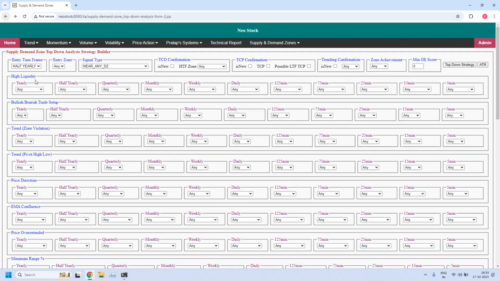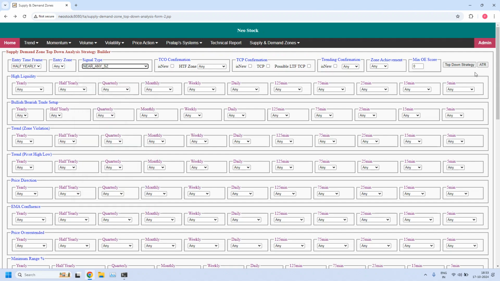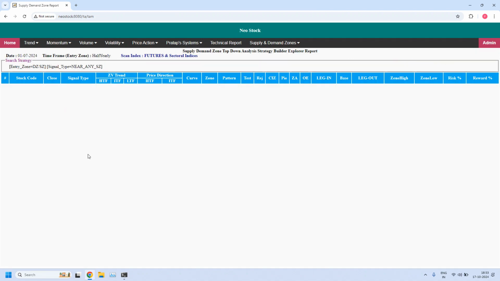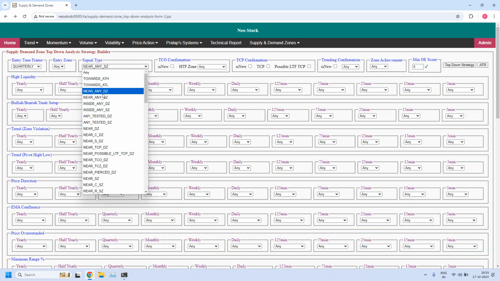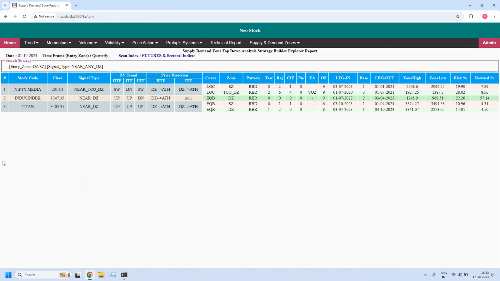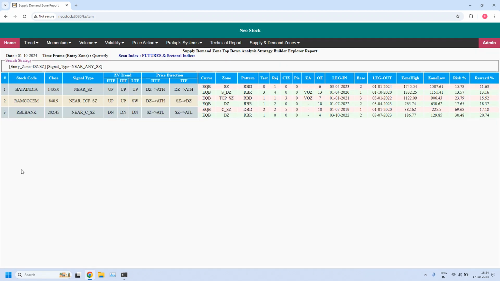Okay, next for half yearly time frame, let us find the stocks near half yearly supply zone. No stocks are available. Next time frame is quarterly. Let us find the stocks near quarterly demand zone. 3 stocks are filtered. Next for quarterly time frame, let's find the stocks near quarterly supply zone. 3 stocks are filtered.